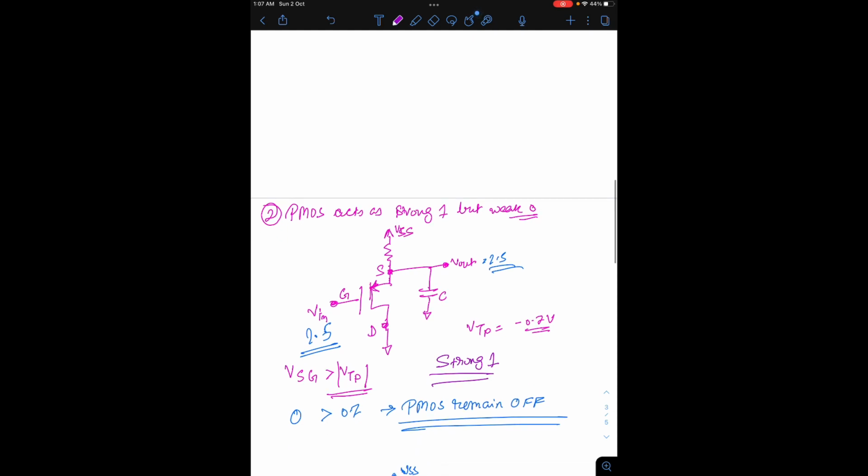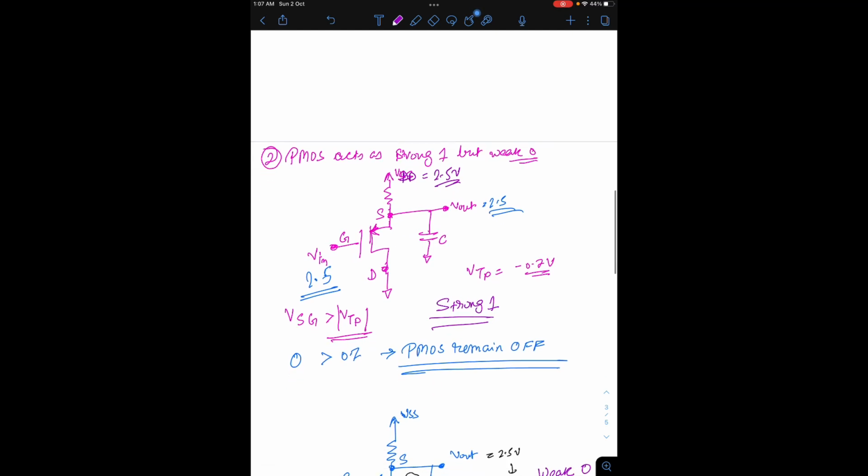And then the second statement is PMOS acts as strong 1 but weak 0. So this is the diagram of PMOS. The current flow is in this direction. Okay, so this is the gate terminal, this is the source terminal, this is tied to the highest voltage, like VDD. Let's assume it to be 2.5 volts. And this is the output terminal, this is the capacitance we have assumed.